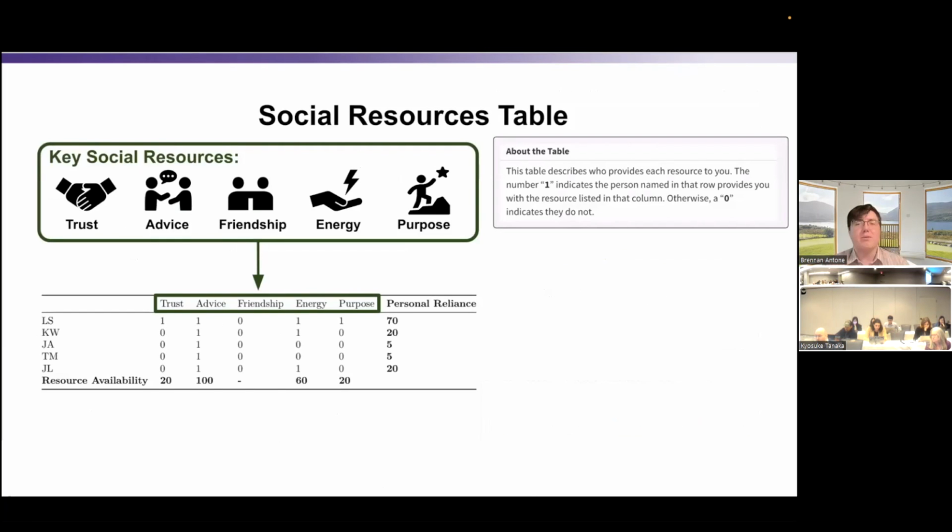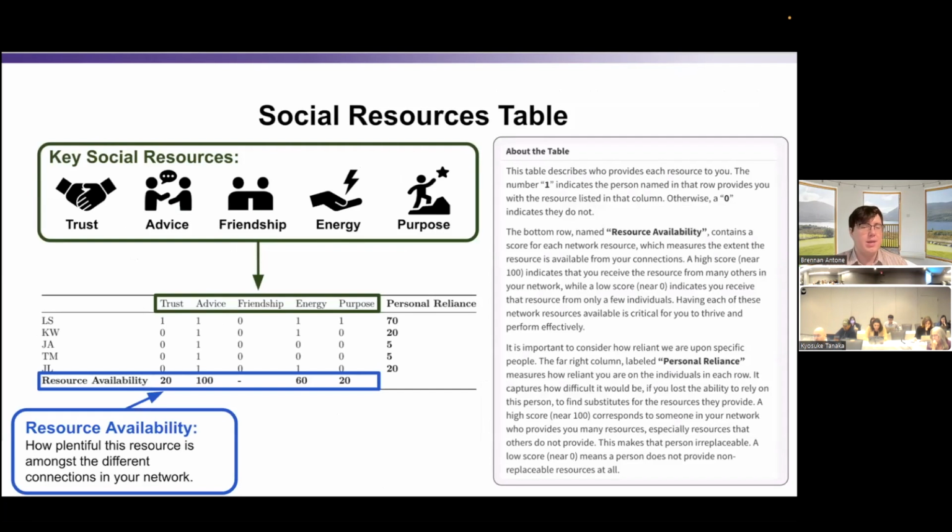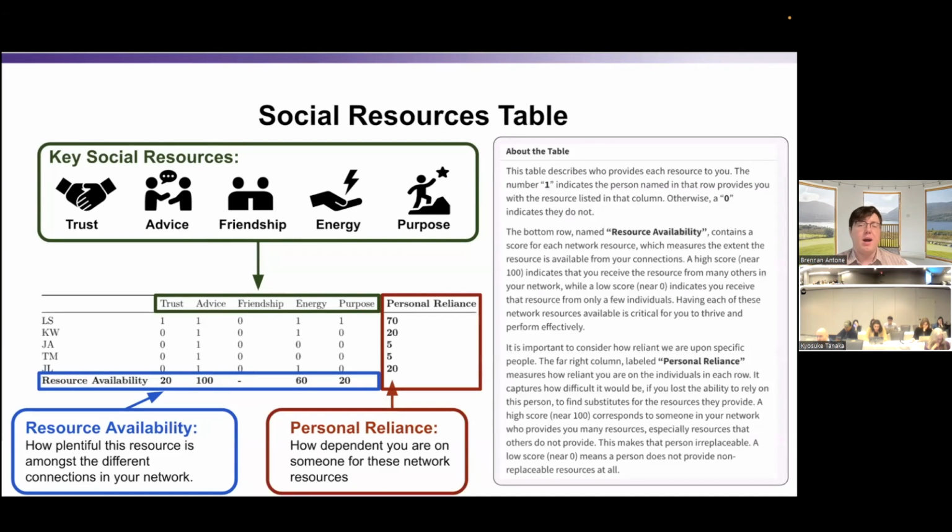And then going through the social resources table, which I also demoed earlier, we look at these 5 key social resources: which resources are more or less available in your network, and how much you're reliant or over-dependent on individual people in your network. As a recap, all the rows are different individuals. Right now it's just fake data, showing initials.